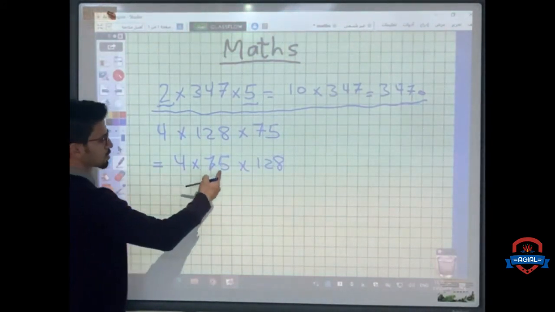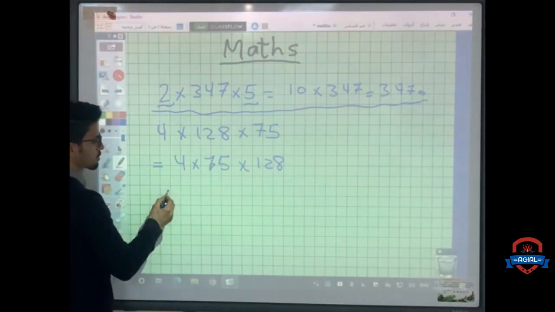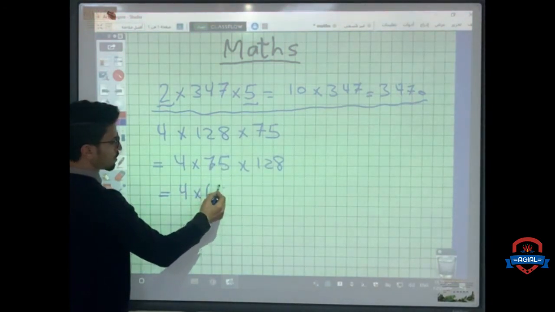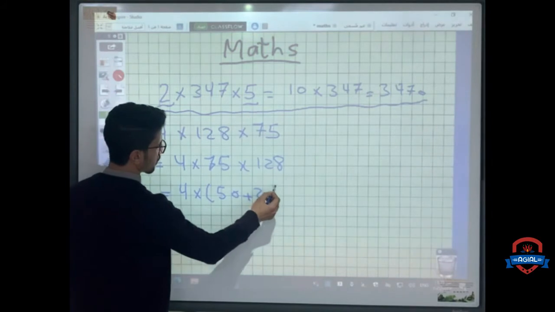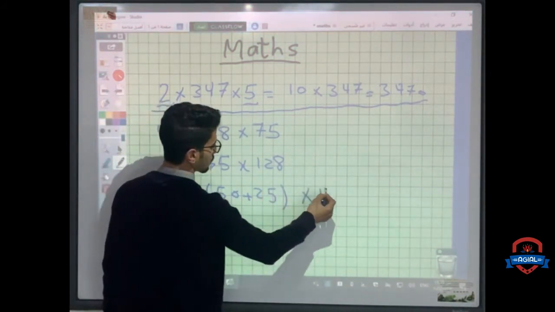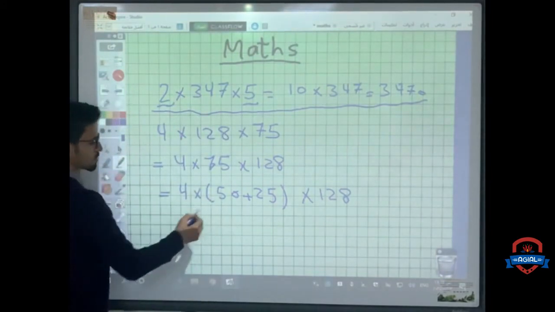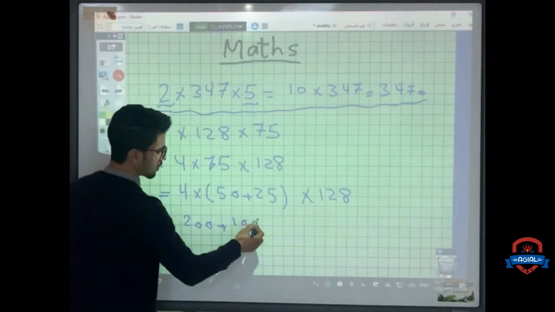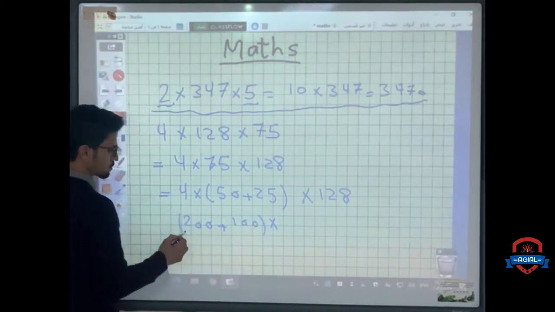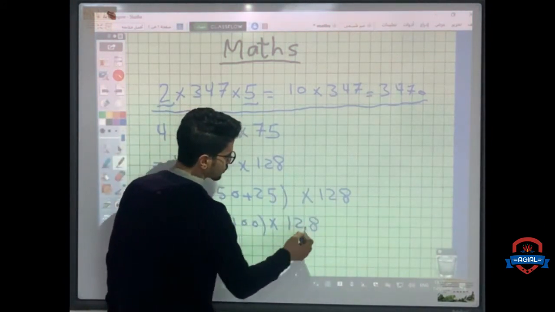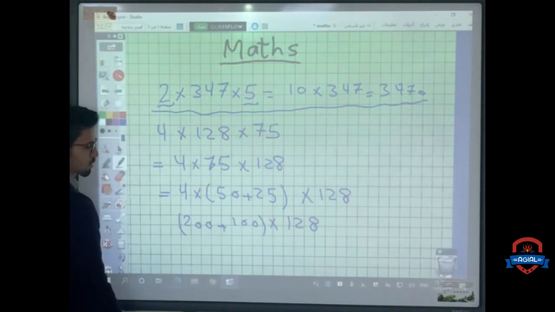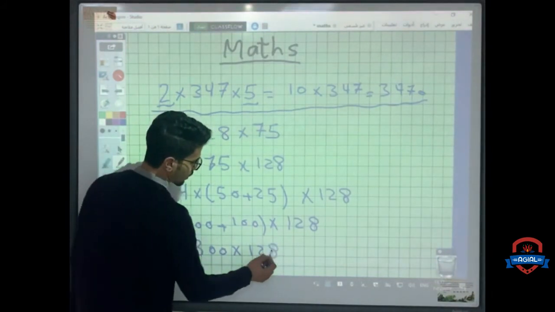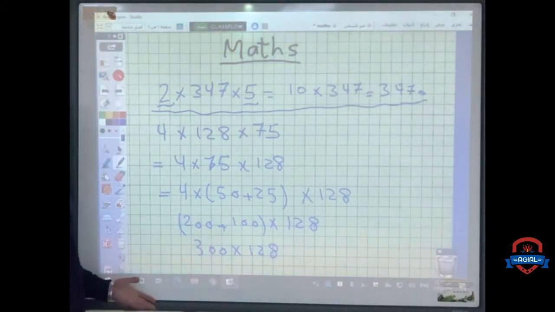So we can use the distributive property to find the hundreds. So we have 4 times 75, where 75 equals 50 plus 25, times 128. So 4 times 50 equals 200 plus 4 times 25 equals 100, times 128. 200 plus 100 equals 300. So we have 300 times 128. Now I think this is easier than before.